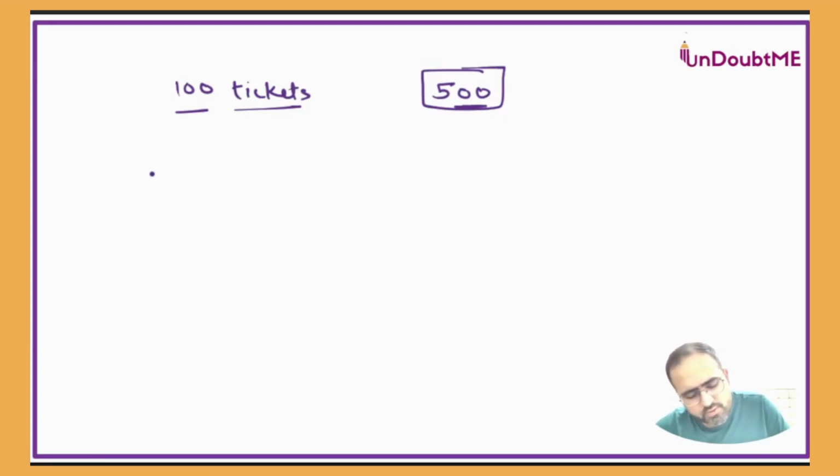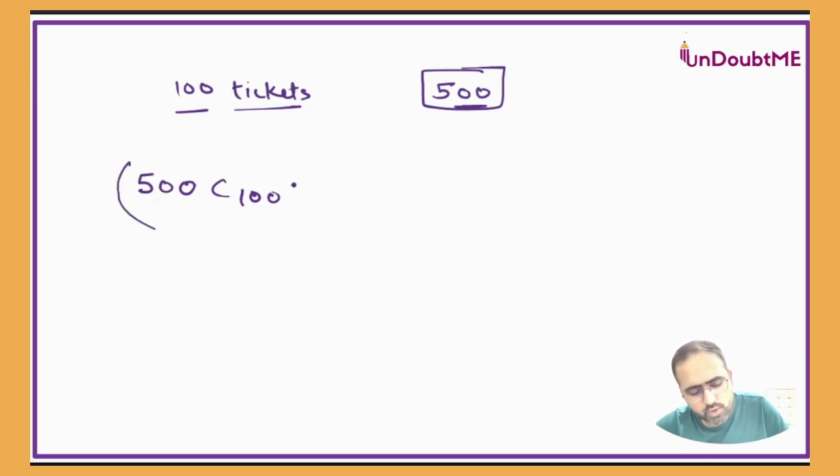Yes, sir. Now the school has nothing to do with where these 100 students will go and where they will sit in the concert. Whether they sit or stand, the school has nothing to do with that. They will just select 100 students out of 500 and give them the tickets. That's it.